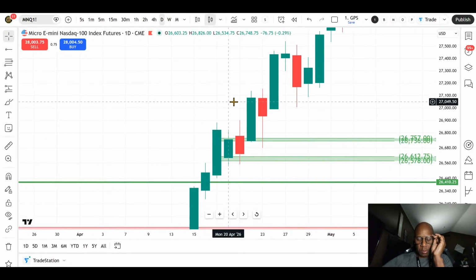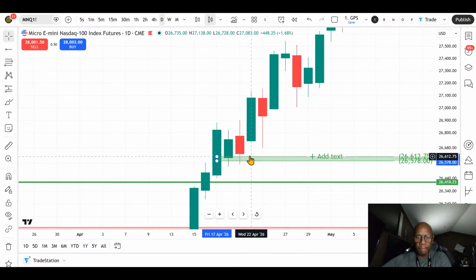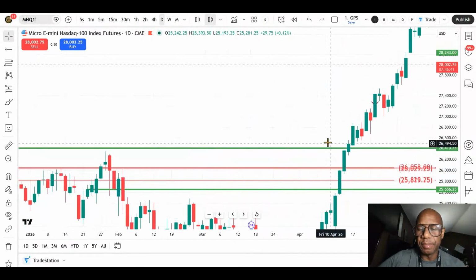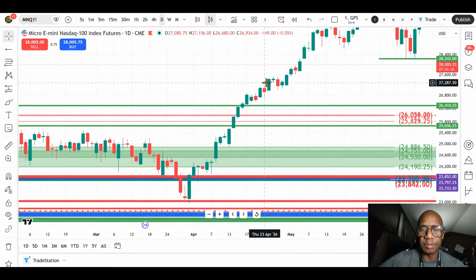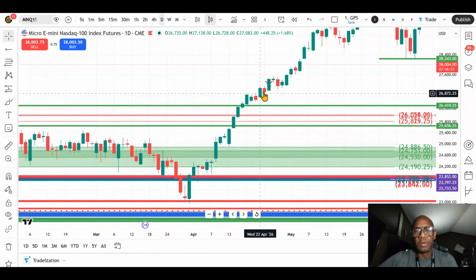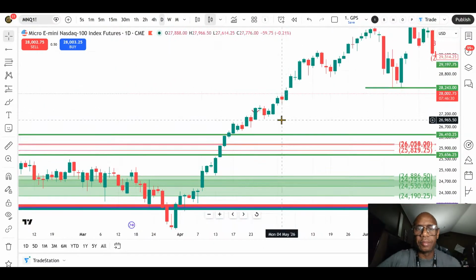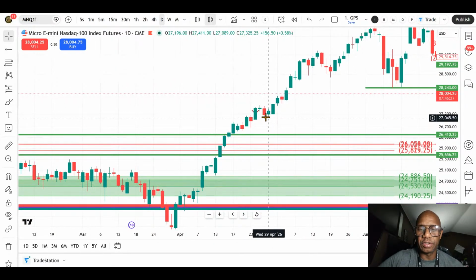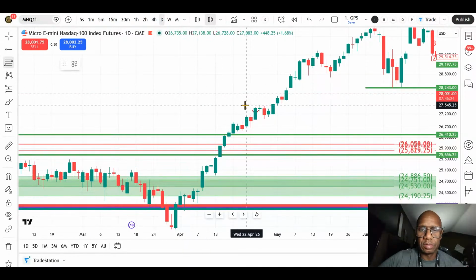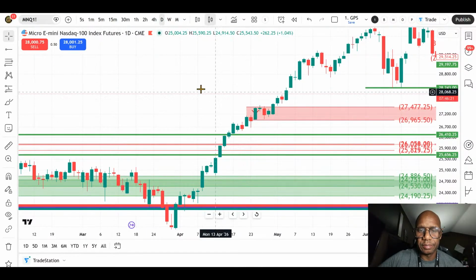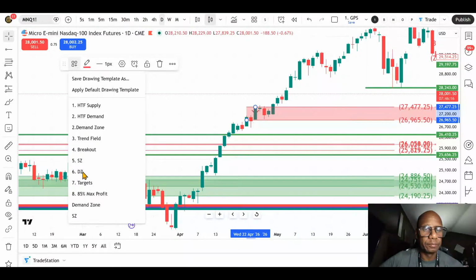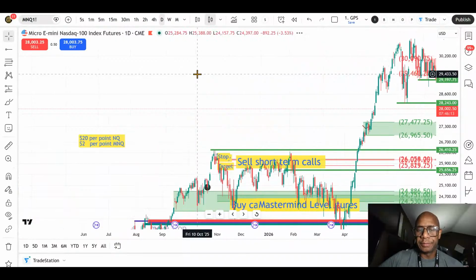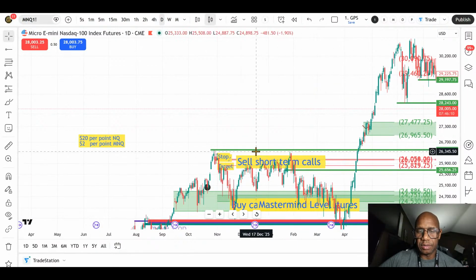Okay, so here we have buyers. Once again, buyers are in control. So you can see here buyers, buyers, buyers, buyers, buyers. We can see buyers all the way up there. Now, when we get here, we have a correction in this area. Now, that's a little higher than I want. I would even rather want to get down here somewhere.